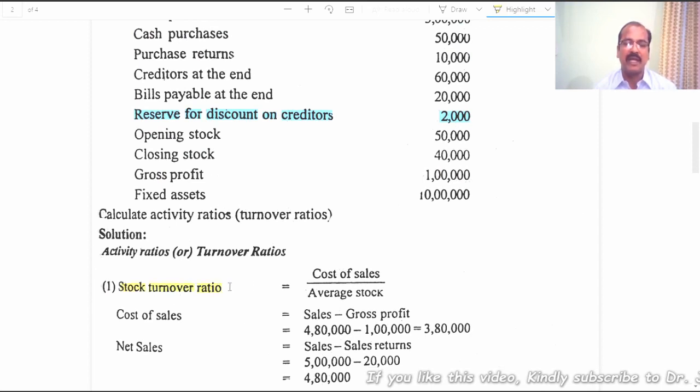What is the formula for calculating stock turnover ratio? Cost of sales divided by average stock. The answer will be in terms of times. What is the formula for calculating cost of sales? Sales minus gross profit. Sales they refer here is net sales. To calculate net sales, you first deduct sales returns from total sales. Sales minus sales returns will give us net sales. It comes to 4,80,000 rupees. So net sales 4,80,000 minus gross profit 1 lakh rupees which is given in the problem, it gives us 3,80,000 rupees of cost of sales.